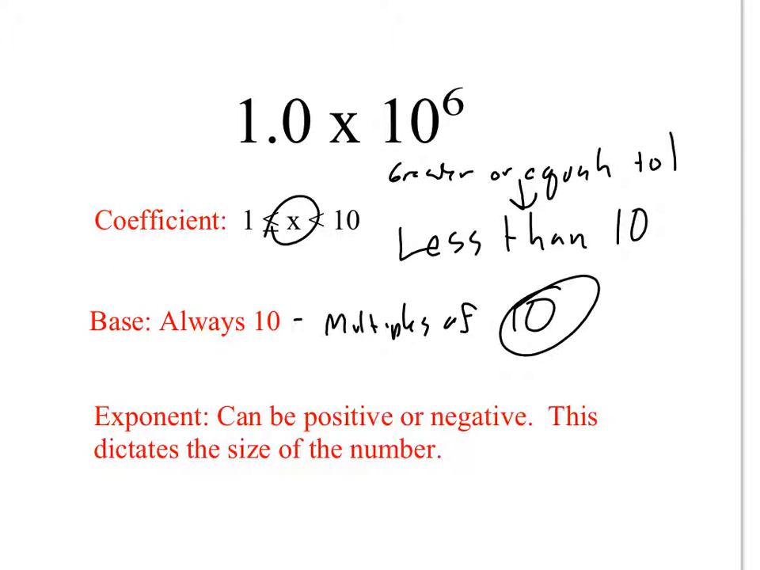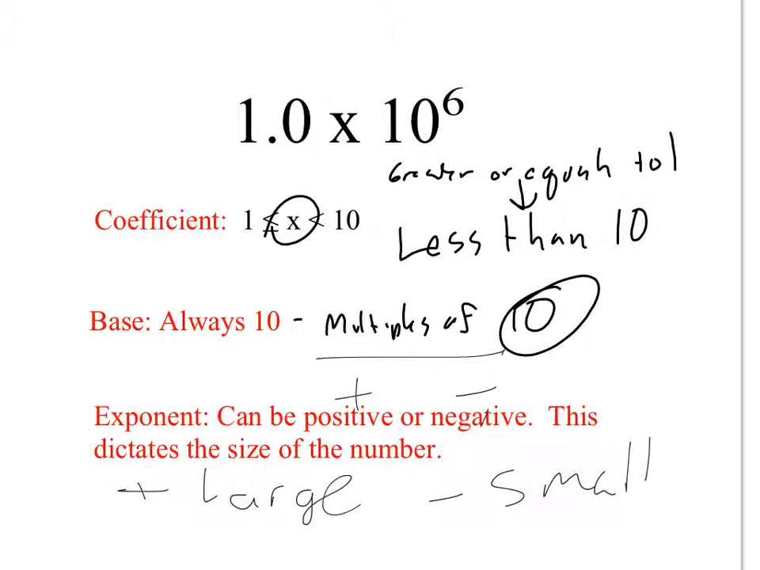The coefficient is greater than or equal to 1 and less than 10. Your base is always 10. Remember, that's multiples of 10. And then our exponent can be positive or negative, and this indicates the size of our number. Positive exponents are large, and negative exponents are small numbers, smaller than 1. We can put that there. So small numbers less than 1.